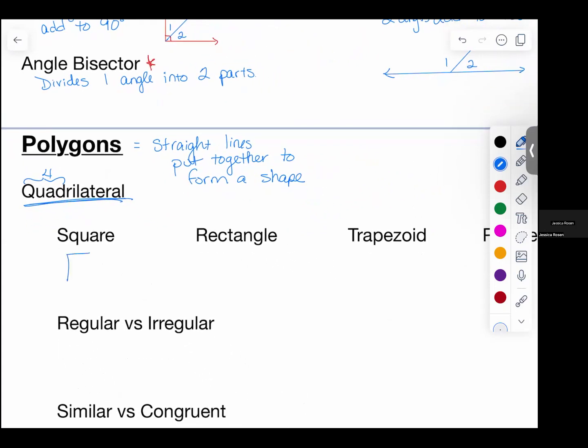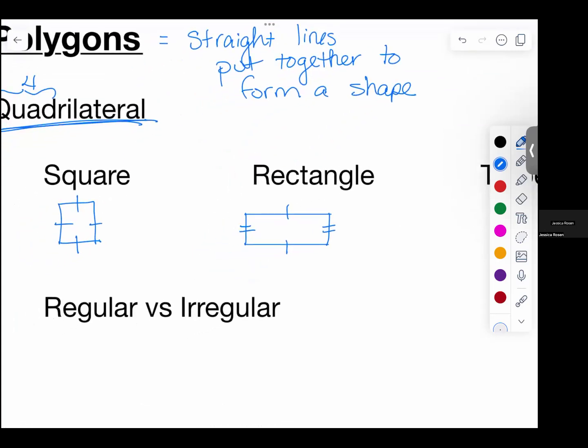So we have squares where all sides are equal. And if you have little tick marks on each one, that means each of those are the same. We have rectangles where the top and bottom are going to be the same, but the sides are not the same as the top and bottom. So that's why the top and bottom have one tick mark, and then the two sides have two tick marks. And again, they come together at 90-degree angles, right?